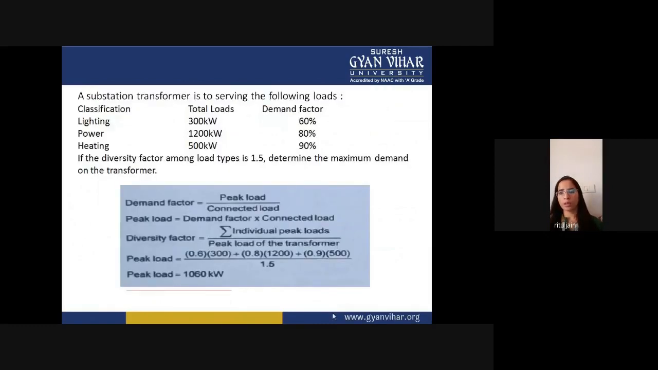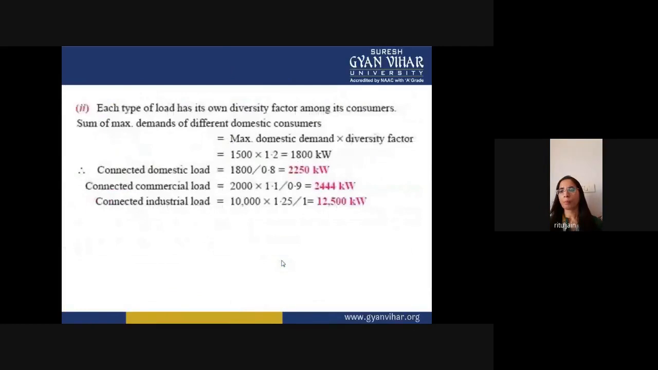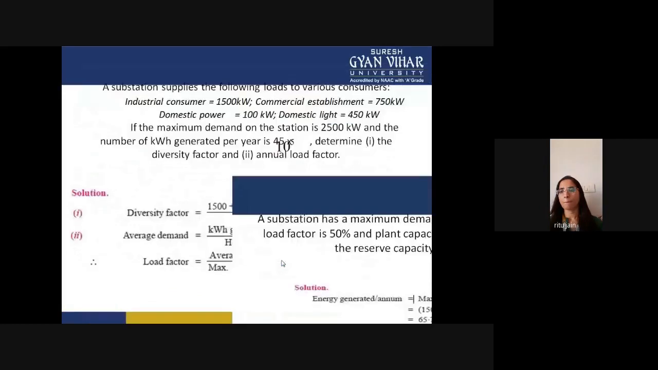Also you can check that demand factor is always equal to peak demand upon connected load. Peak load can be calculated by this formula, and diversity factor is equal to the sum of individual peak loads divided by the peak load of the transformer.